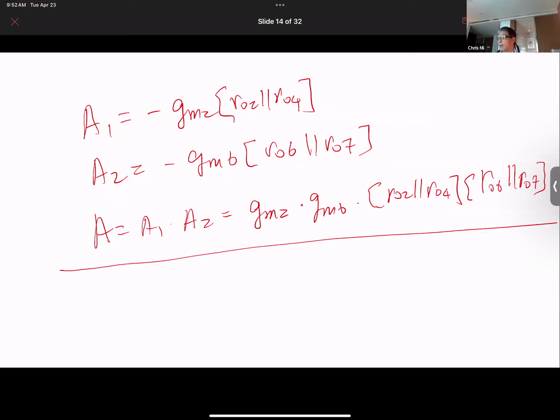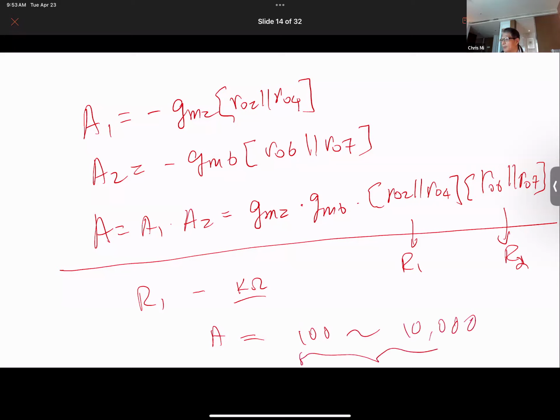So that's your gain. If you notice here, GM2 and GM6 are typically just a number in single digits or in the tens. But this resistance, let's call this R1, and let's call this R2. R1 and R2 are generally in the kilo ohms range, tens of kilo ohms. So your A will typically be in the hundreds. Depending on the design, you can have a fairly large gain. So even though this is two-stage, your gain can be fairly large.